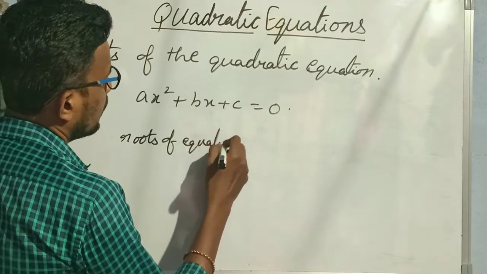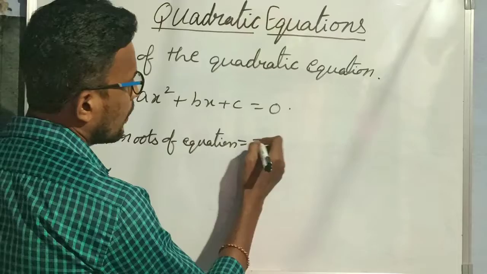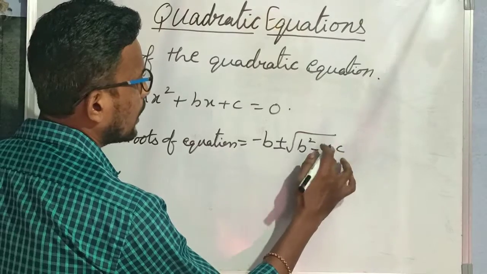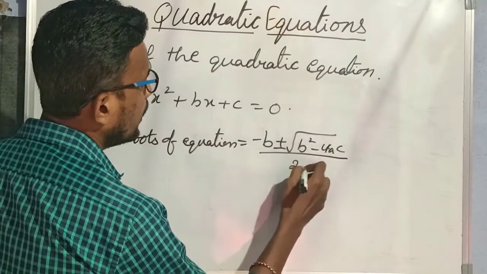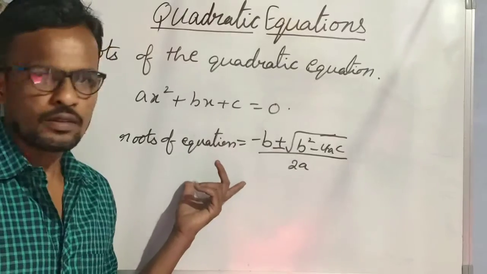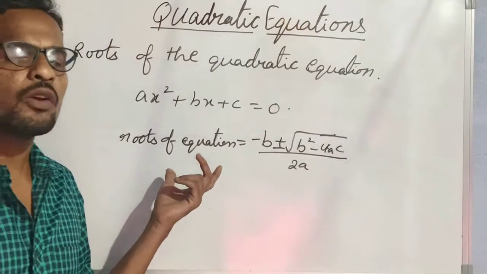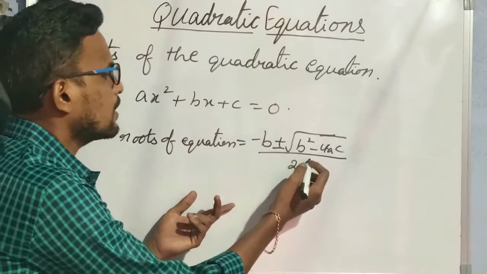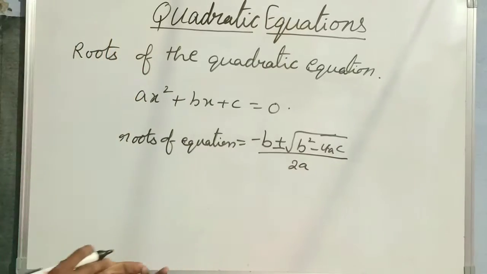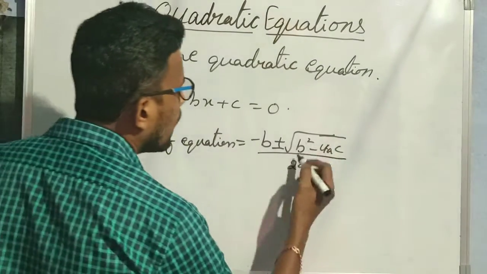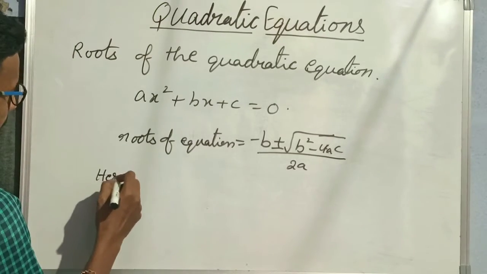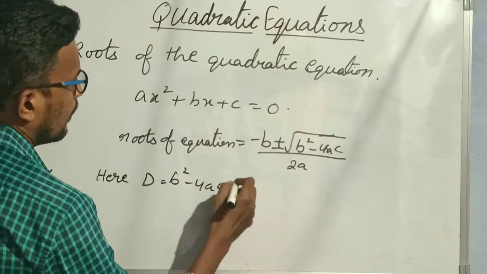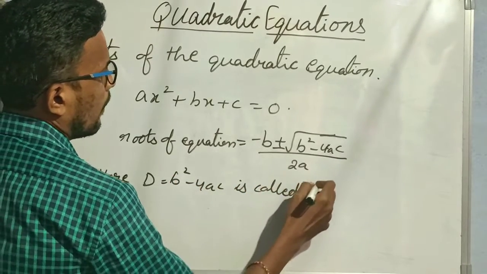So the roots of the equation are equal to, what is the formula? Minus b plus or minus square root of b square minus 4ac, by 2a. This is how we have to find the roots of the quadratic equation. Clear? So minus b plus or minus square root of b square minus 4ac by 2a. But what is this b square minus 4ac? Here, let us take this as capital D is equal to b square minus 4ac, which is called the discriminant.